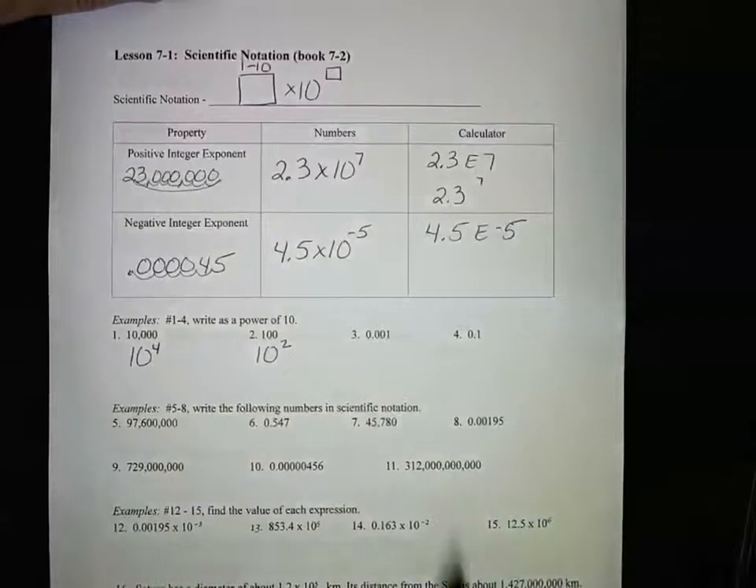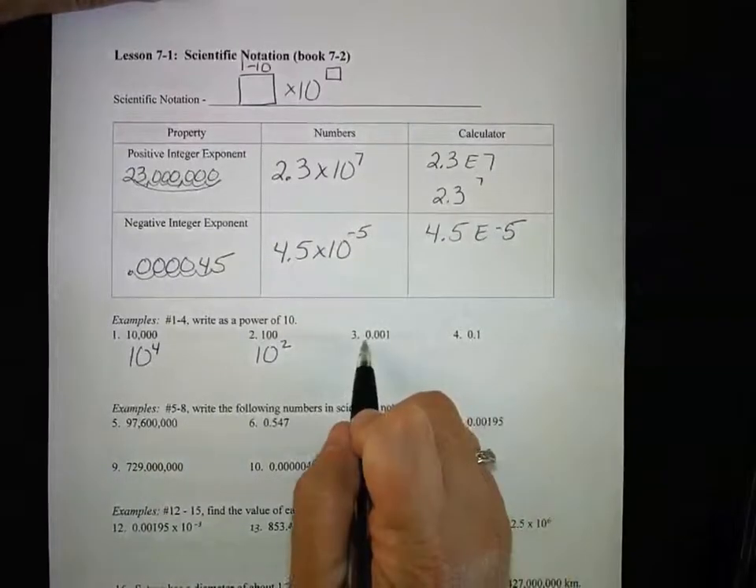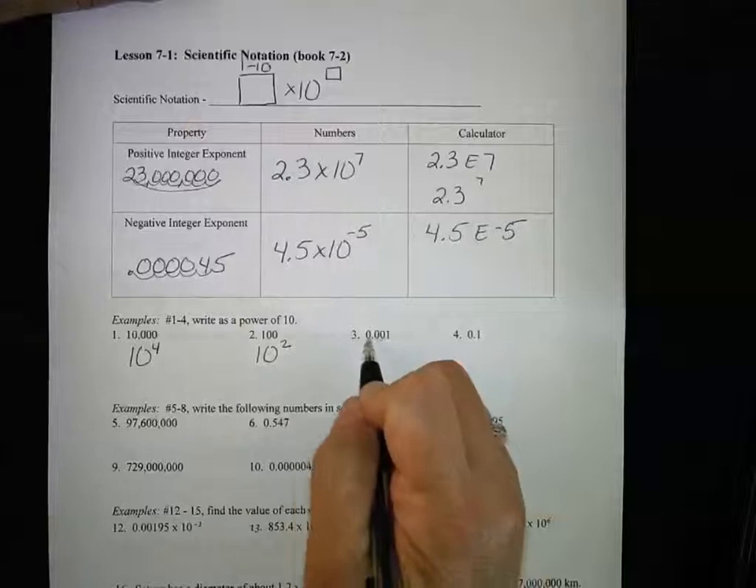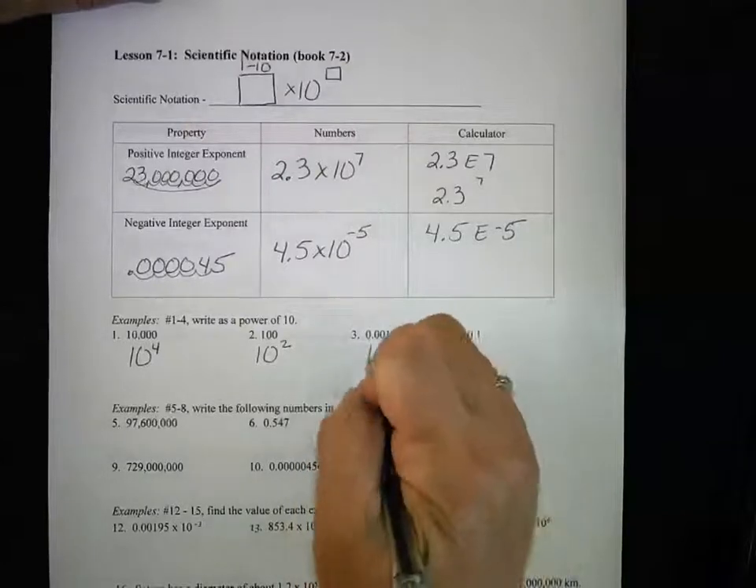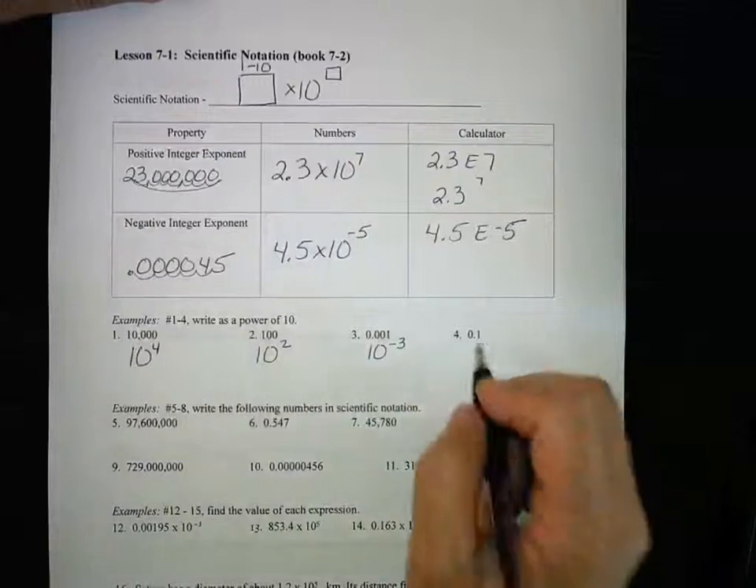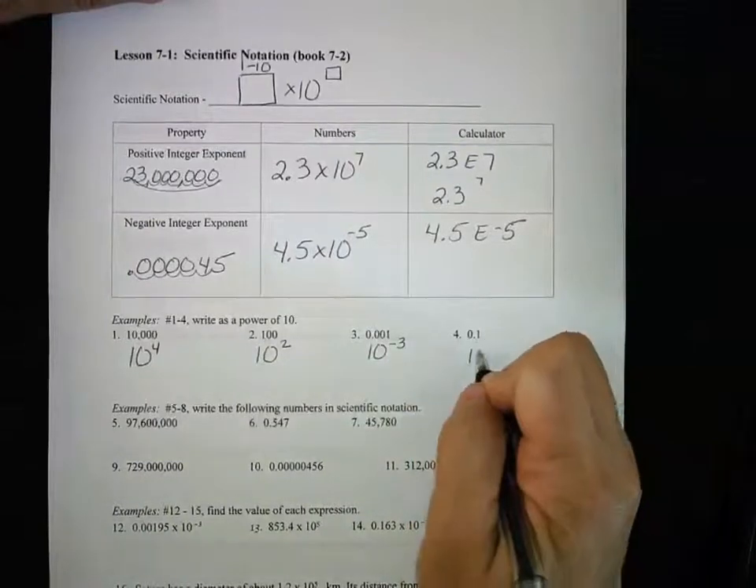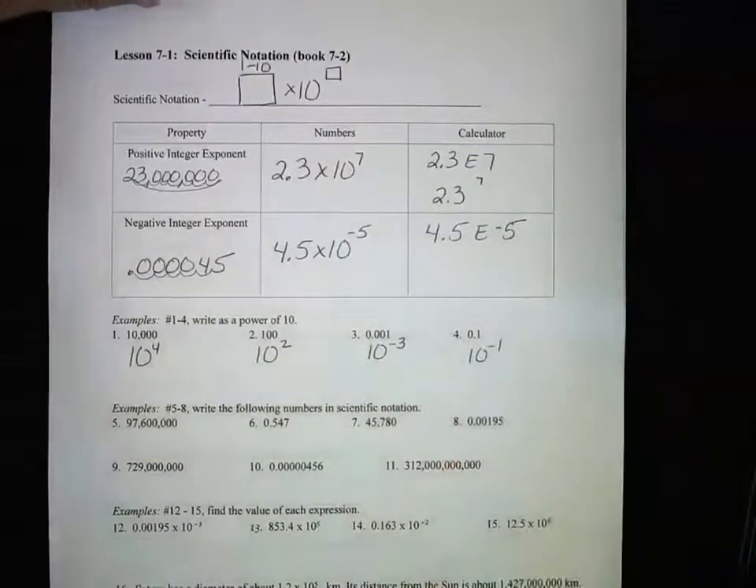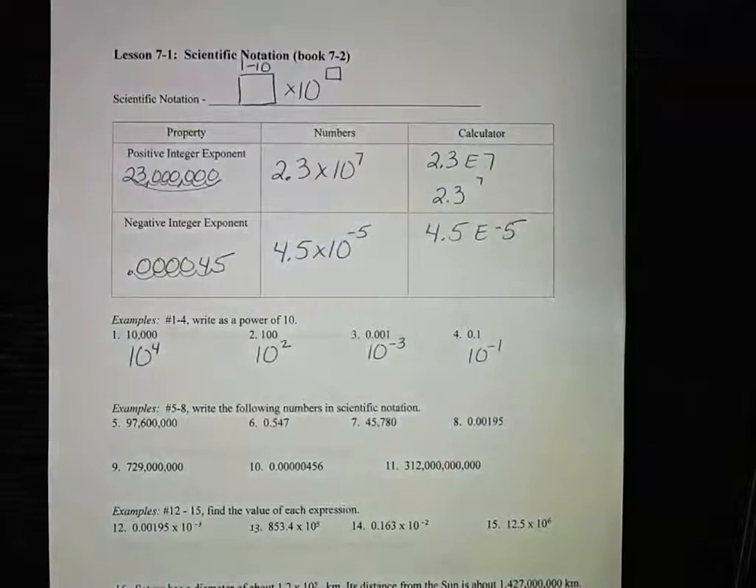Same thing works for negatives, but you have to count the 0 out in front. 1, 2, 3. So that will be 10 to the -3rd. And here we have the 0 in front, so that would be 10 to the -1.